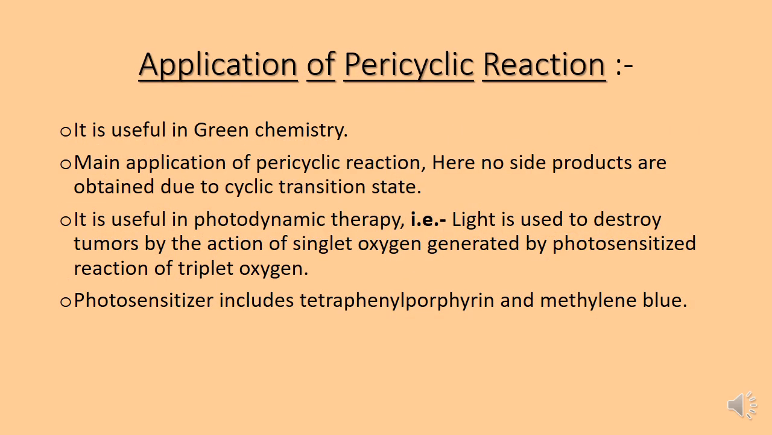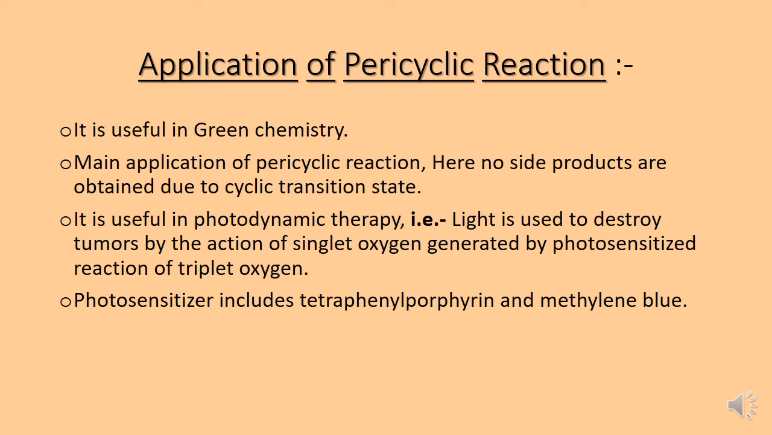Applications of pericyclic reactions. They are useful in green chemistry. Green chemistry means chemistry that is not hazardous to the environment. This is a main application of pericyclic reactions. Here no side products are obtained due to the cyclic transition state. As you know, many reactions form side products also, but in this type of reaction side products are avoided because of the cyclic transition state. So you can get a better yield for any reagent.